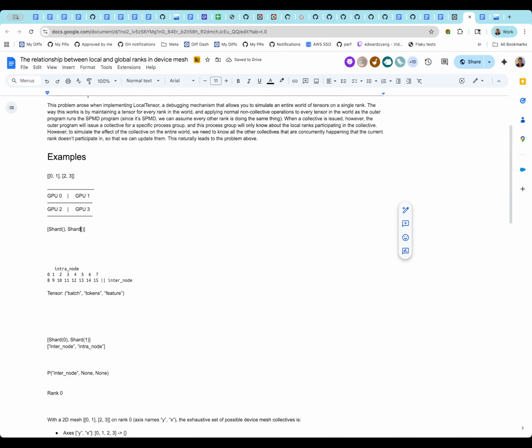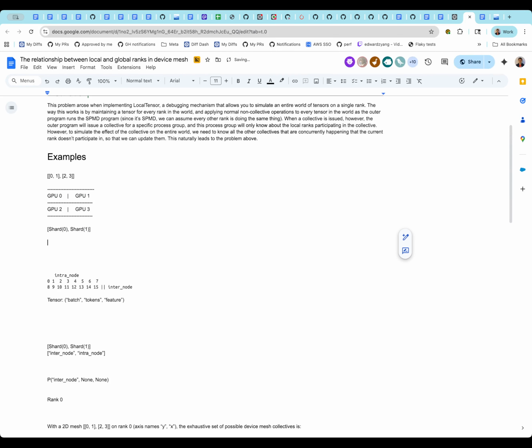For the innermost device mesh dimension here, we're sharding on 1, because going left to right is the 0. See, I messed this up. It's 1, because you're sharding on dim 1 of the tensor. And this one is 0 because these cuts are sharding on dim 0 of the tensor.